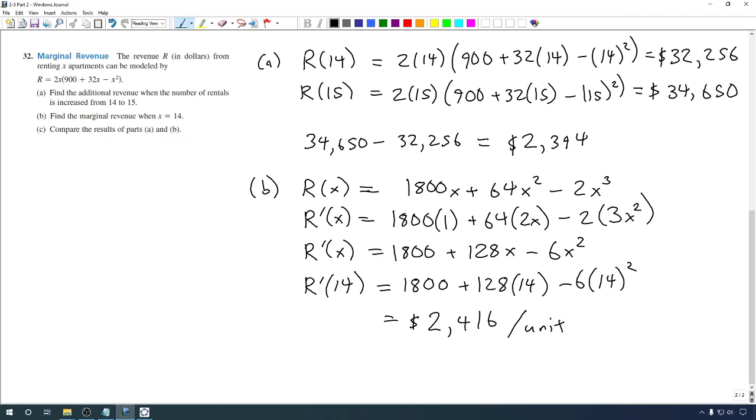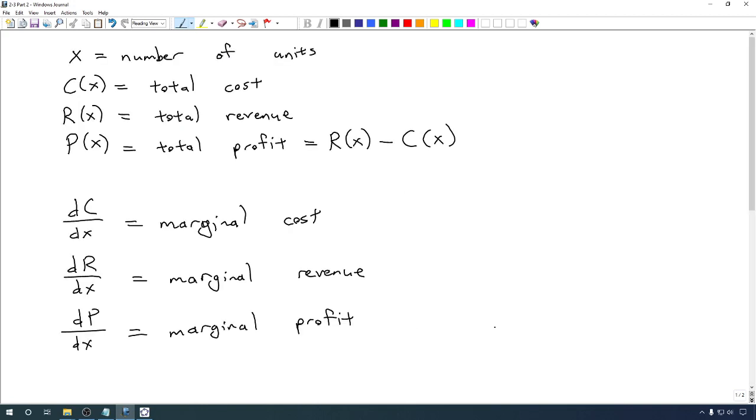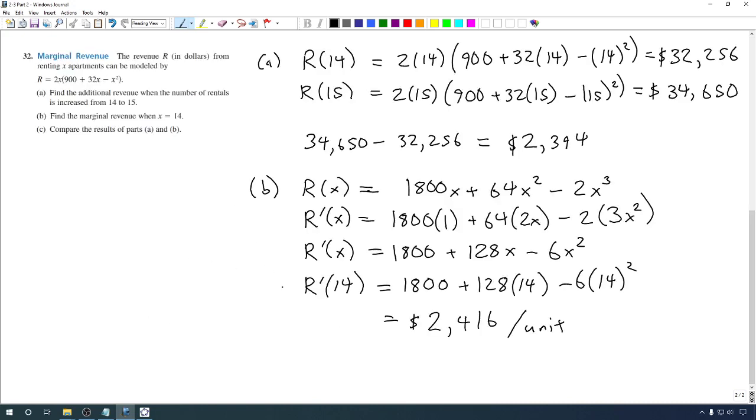Now, part C, we want to compare these two results. And we can see that they're not too far off. In fact, they're only about $22 off. And that comes into what we mean by marginal revenue. Essentially, when we're talking about the marginal revenue at 14, what this is saying is that if we change this 14, we change this x value by 1, we should change our revenue by this amount. Now, of course, we saw here that we didn't get exactly this amount. We got something that's rather close.